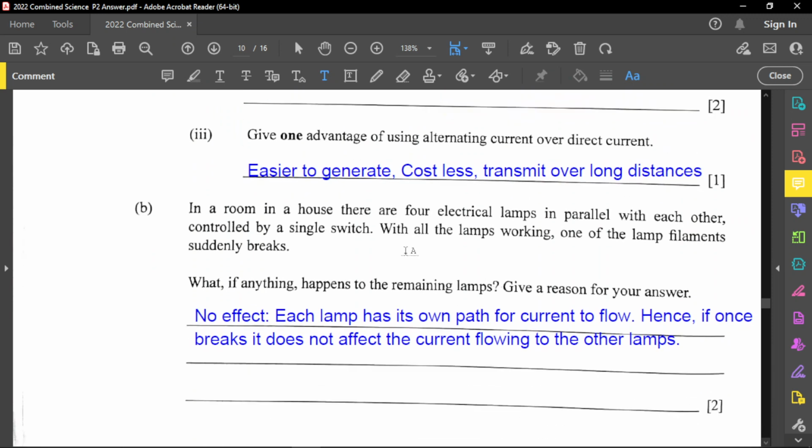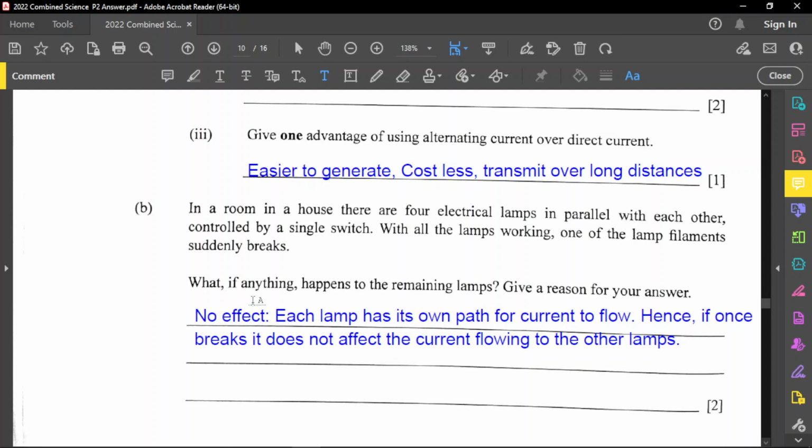But part B is that in a room, in a house, there are 4 electrical lamps in parallel with each other, controlled by a single switch. With all the lamps working, one of the lamp filaments suddenly breaks. What, if anything, happens to the remaining lamps? Give a reason for your answer.